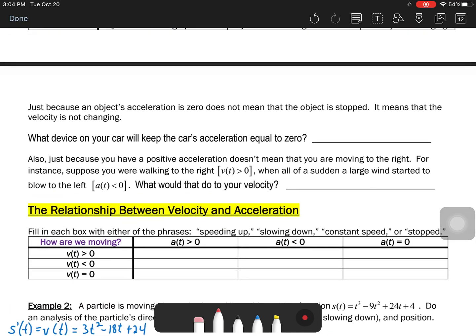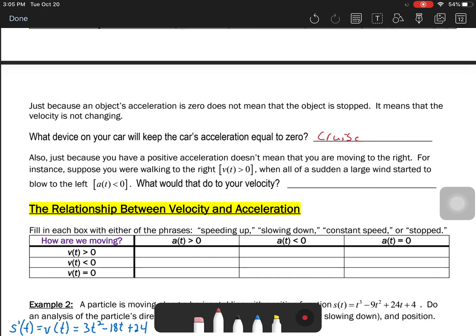Just because an object's acceleration is 0, that does not mean it's stopped. It means that the velocity is not changing. So what device on your car would keep your car's acceleration equal to 0? I think I kind of already said that by accident. Acceleration equal to 0 means velocity is constant, and so we can keep our velocity constant with our cruise control, so we don't get a speeding ticket. Cruise control.